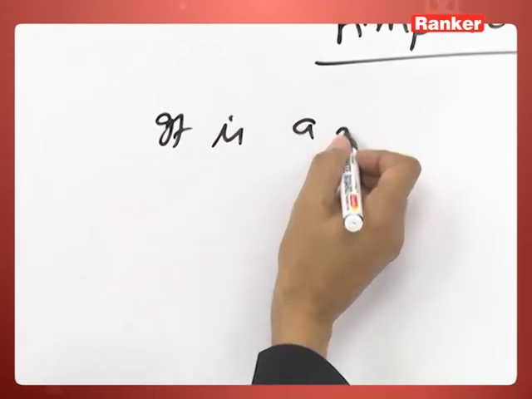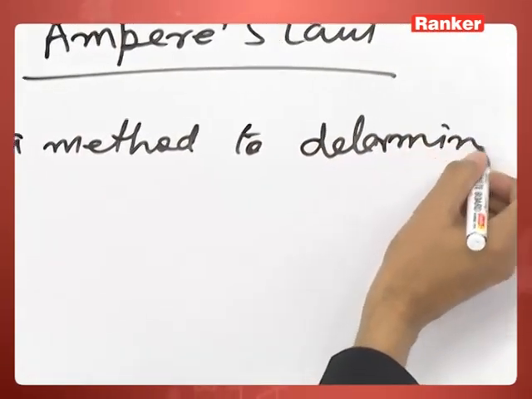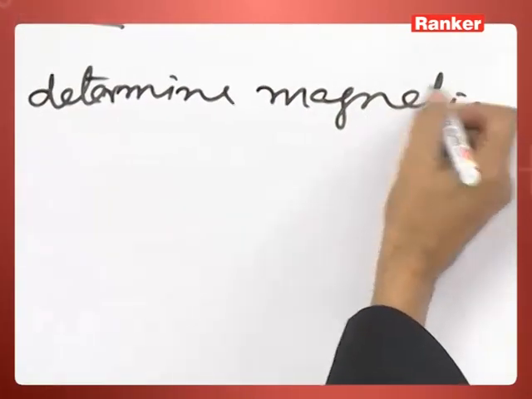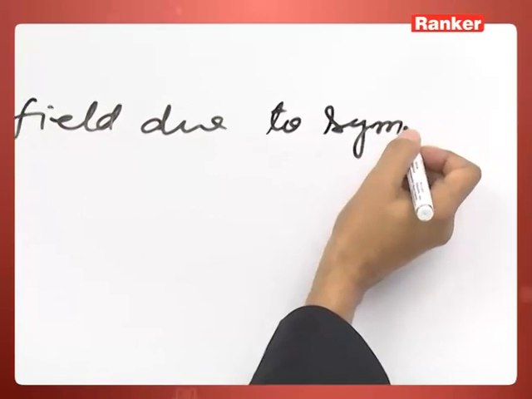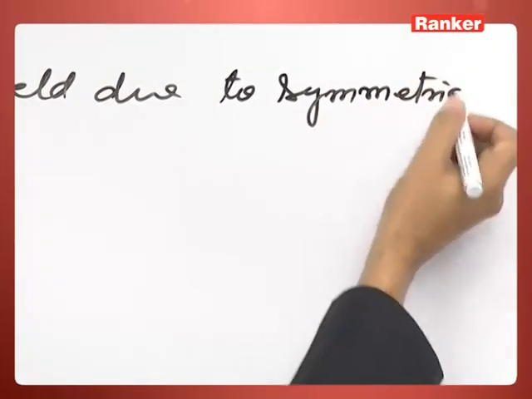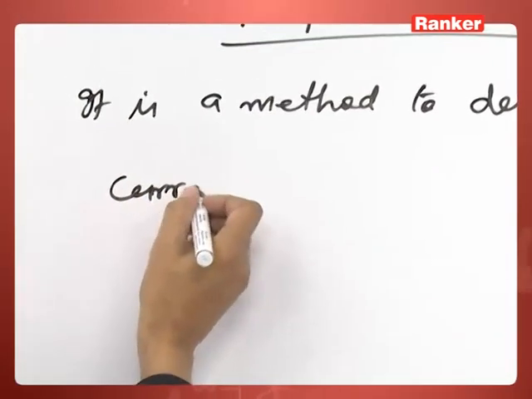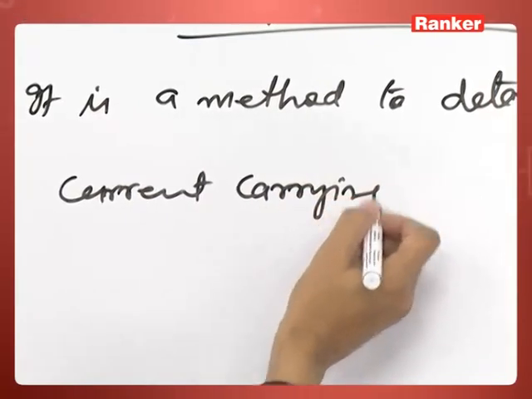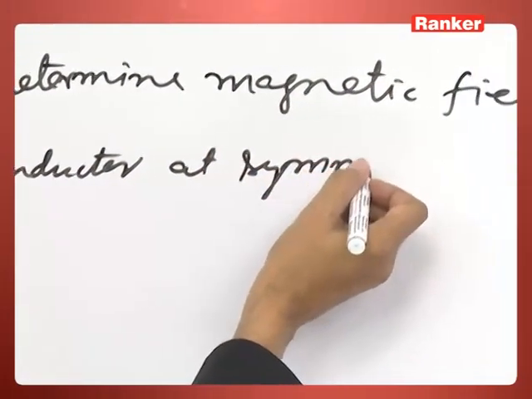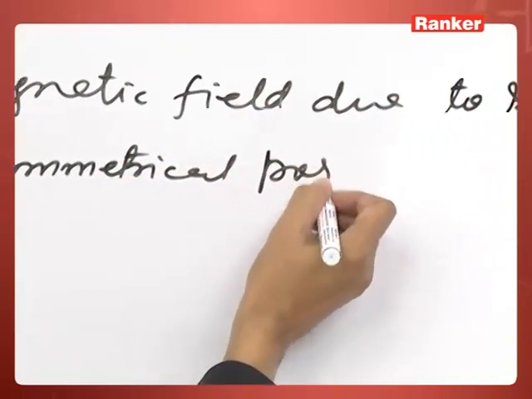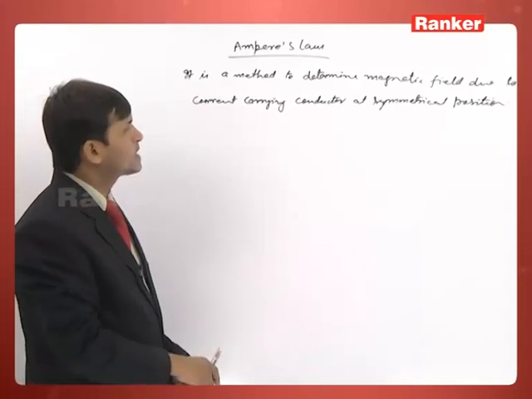It is a method to determine magnetic field due to symmetrically located, symmetrically current carrying conductor at symmetrical position.